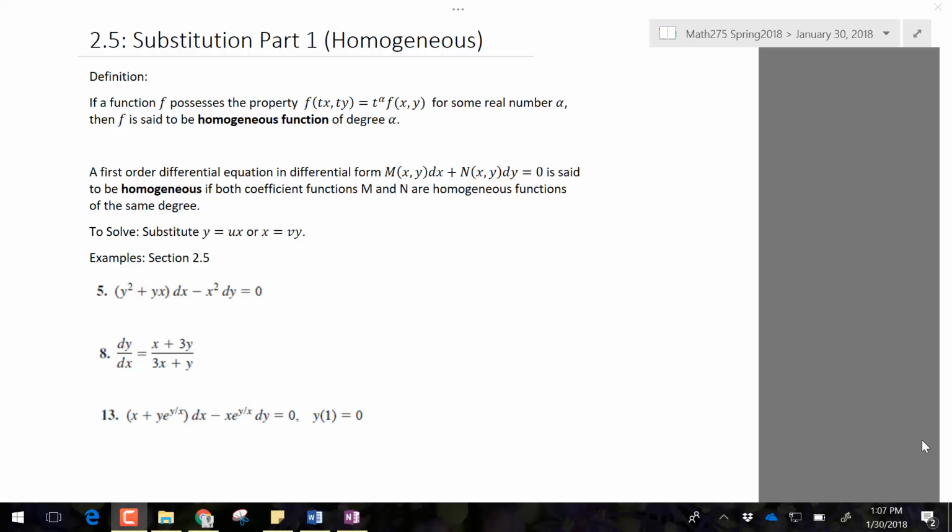Now, we wrote our differential equation as M times dx plus N times dy. Remember when we were dealing with exact equations? So if your functions M and N are homogeneous functions, and not only are they homogeneous, but they're homogeneous with the same degree, then we can apply this special technique of some sort of substitution.